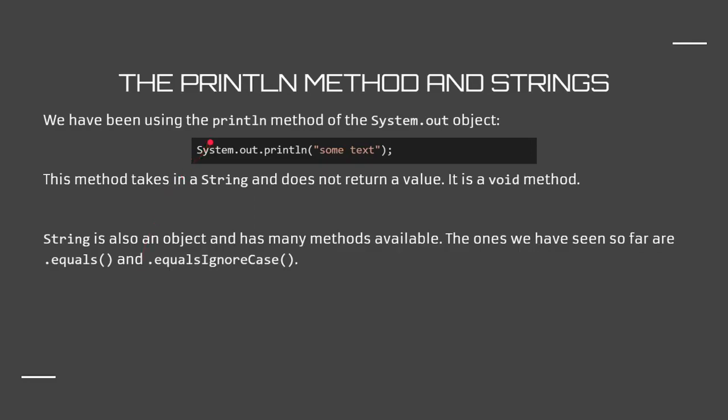The println method and strings. We've been using the println method of the system.out object. So system.out is in fact an object. System.out.println is a method. This method takes in a string and it does not return a value. It is a void method. String is also an object and has many methods available, so we've talked about this before too. The ones we've seen so far are .equals and .equals ignore case.